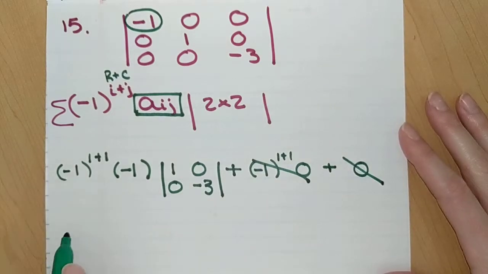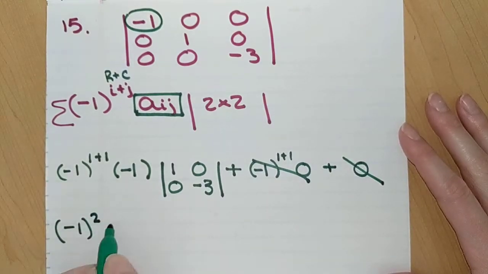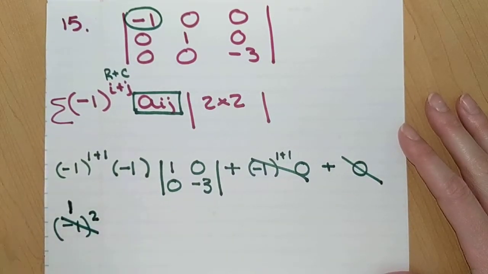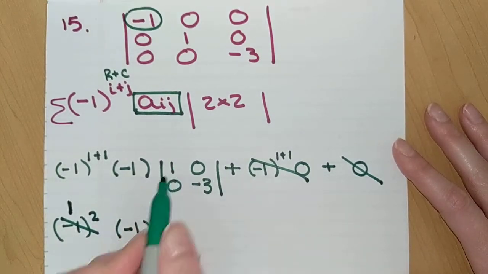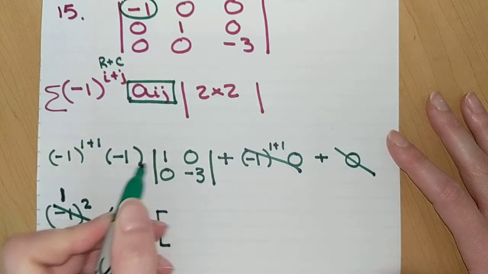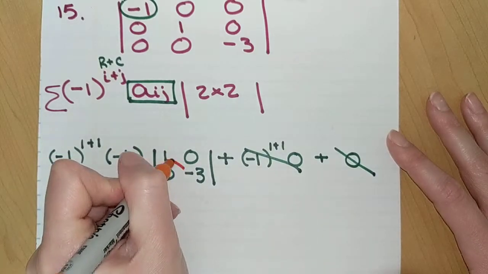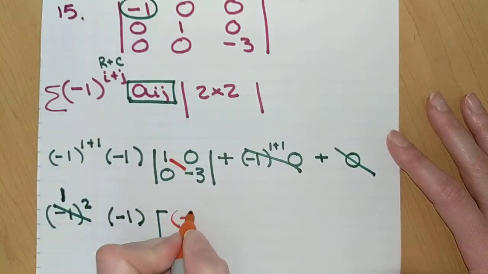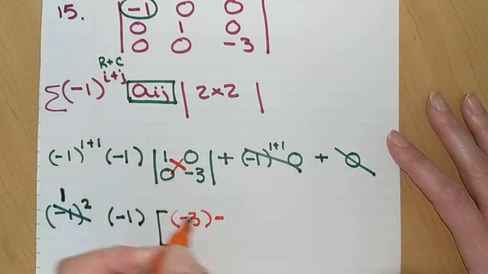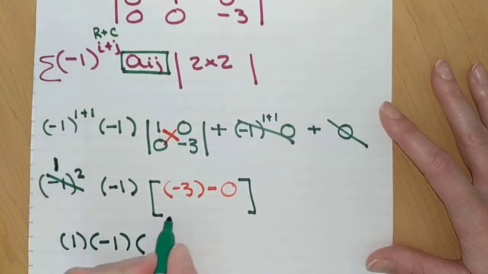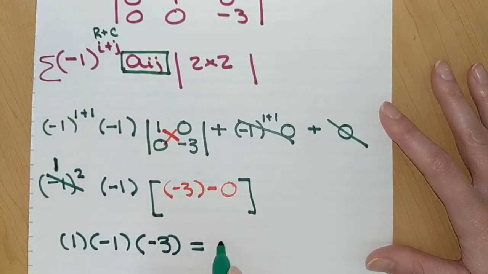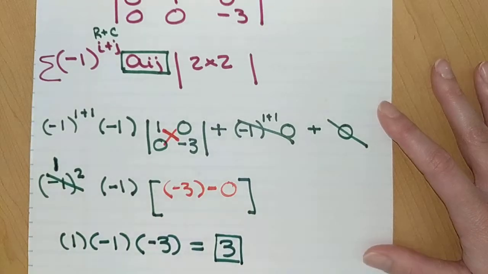So you would have -1 to the second power, which of course gives you a +1. Then you multiply that by -1, and then here you take your determinant, and so your determinant here is going to be this main diagonal multiplied together, so -3, and then minus the off diagonal multiplied together. So what you're looking at is 1 times -1 times -3, and that gives you a +3 as your determinant.